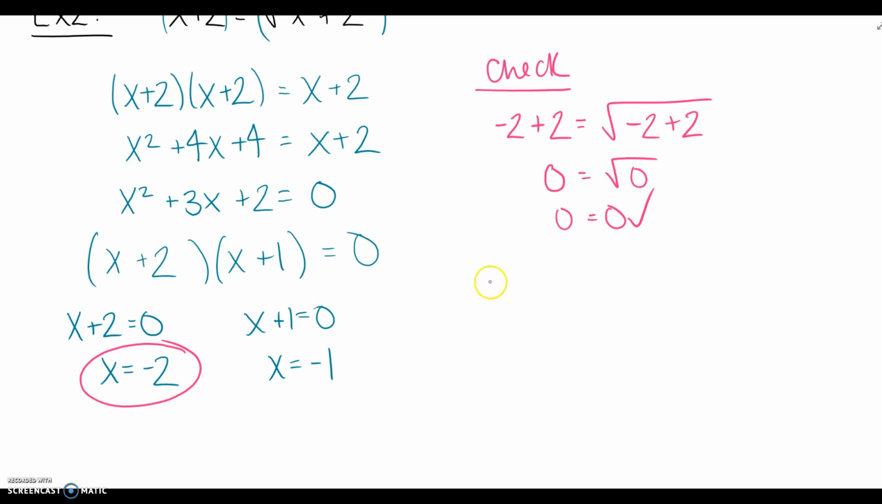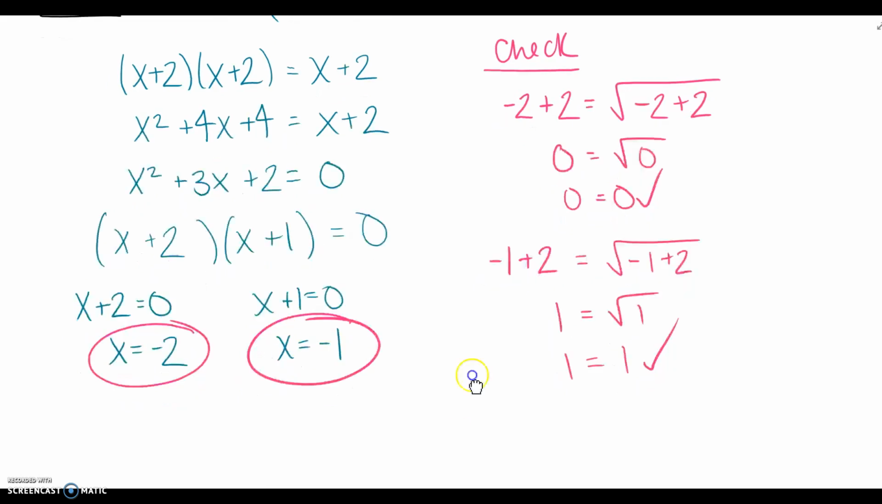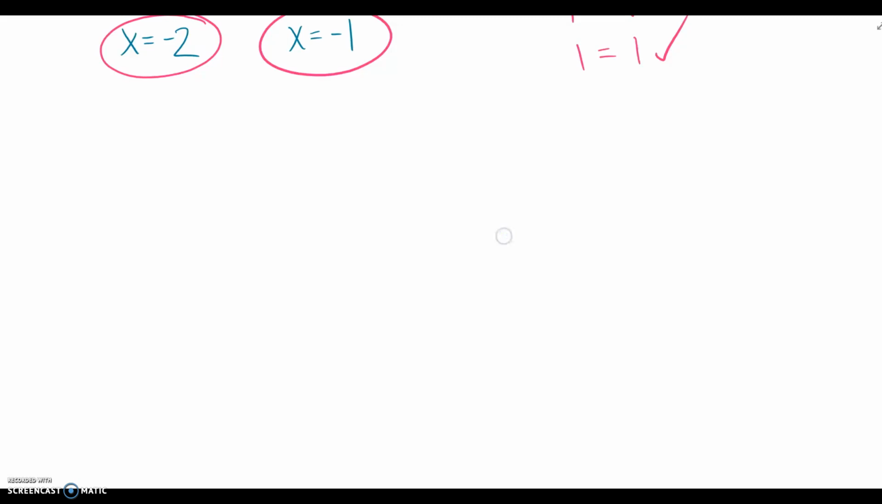And let's check negative 1. Negative 1 plus 2. Does that equal the square root of negative 1 plus 2, excuse me. So negative 1 plus 2 is 1. And then you get the square root of 1. So yeah, 1 does equal 1. So both of these are legit solutions. So why don't you guys do one more you try with your groups showing all your work. And we will check in a minute.